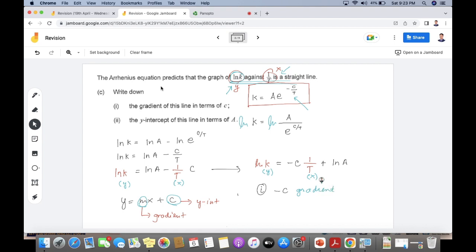And for number 2, all right, the y-intercept is the constant part, which is actually equal to ln of a. This is now our y-intercept. Okay, and that's how we can actually solve letter C. All right, this time let's proceed to letter D.